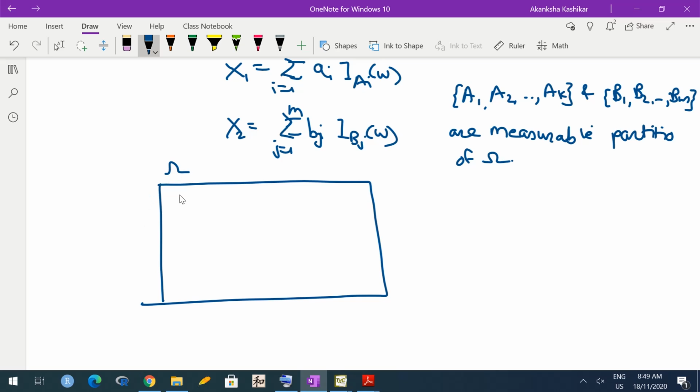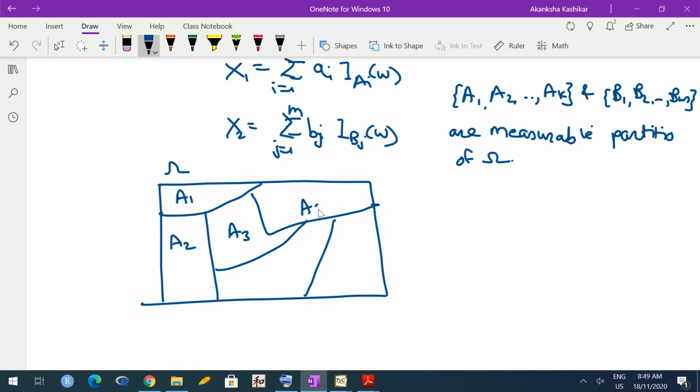Suppose this is my omega. Okay, suppose this is a1, a2, a3, a4, a5, a6. This is my first partition, but we just said that for x2 we may need another partition. So suppose these orange lines denote another partition. So suppose I have something like this.